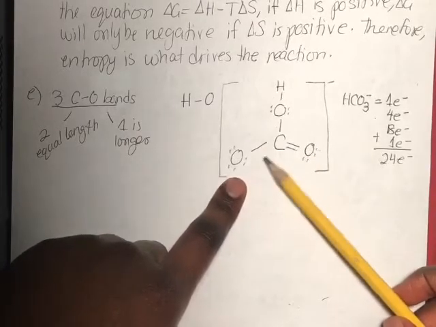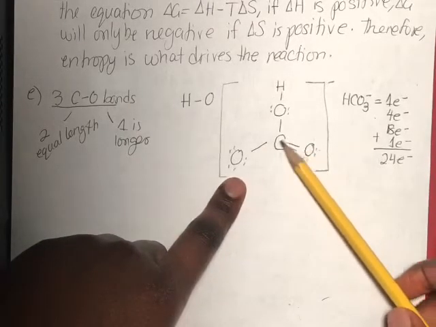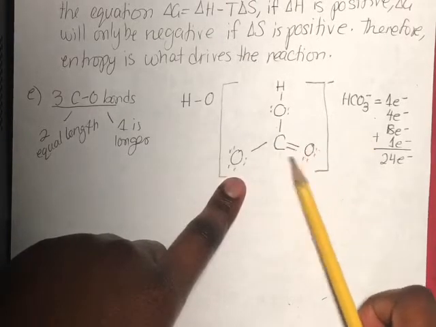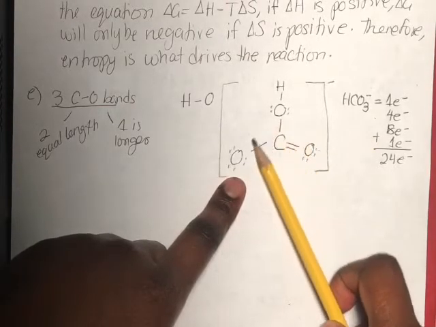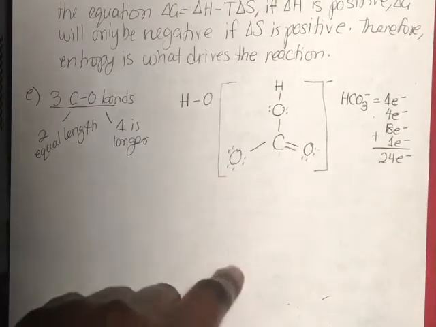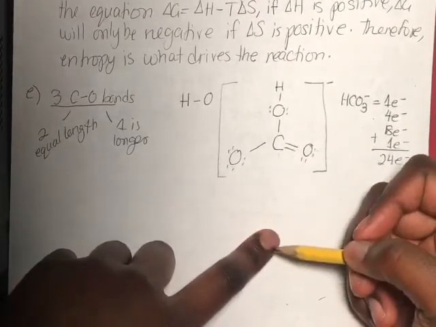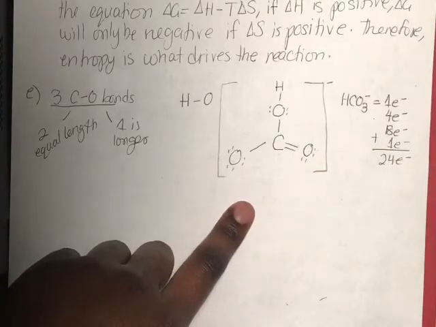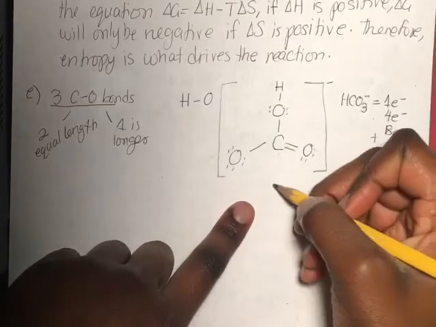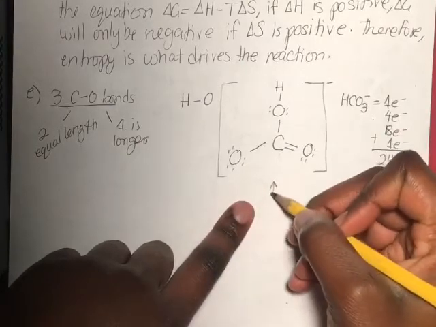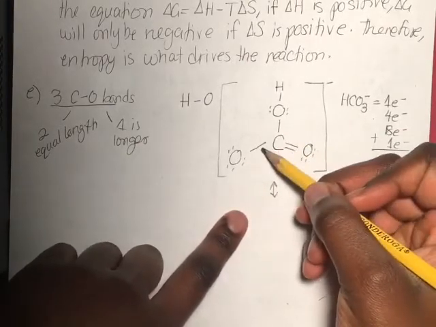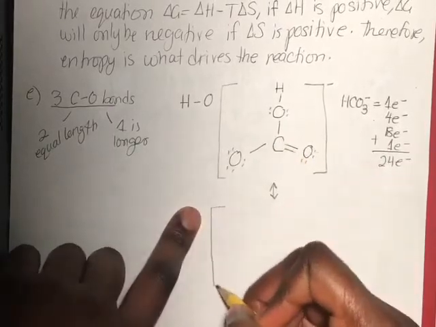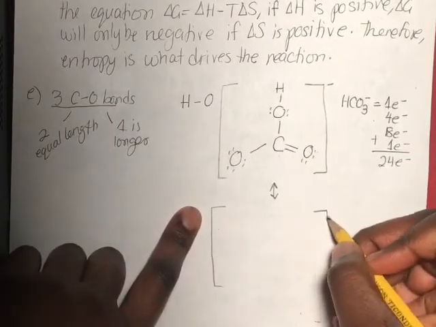we could have put this double bond here, right? And the ability to move this bond around is called resonance. So we can draw one more diagram. And the only difference would be that the double bond would be here. And that would be our resonance structure.